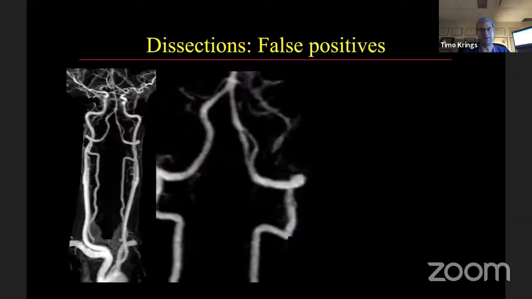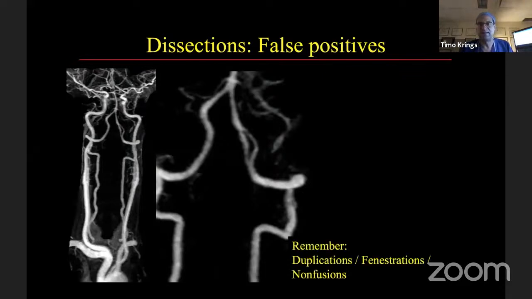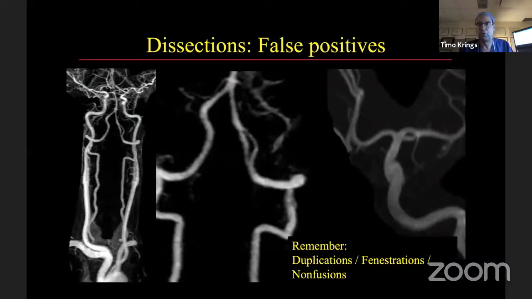Remember these artifacts. What about this patient? Does this patient have a huge dissection with a dissecting flap here? Well, know your anatomy. If you know the anatomy, then you know that you can have so-called duplications or fenestrations of the vertebral artery at this level here. And this is nothing but an anatomical variation of normal.